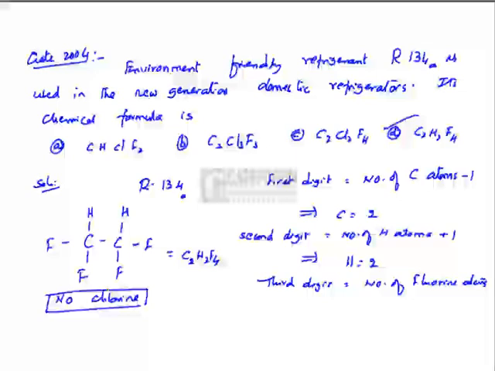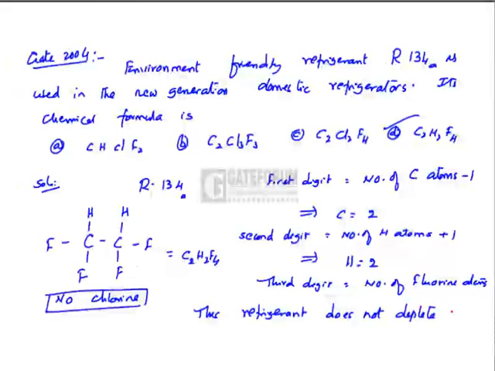Why is it called environment friendly? Because this refrigerant does not deplete the ozone layer present in the stratosphere of the atmosphere. Hence it is called environment friendly, used in the new generation domestic refrigerators.